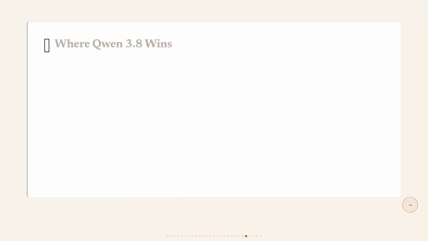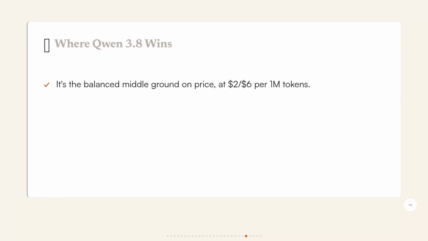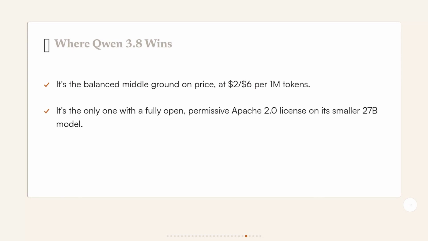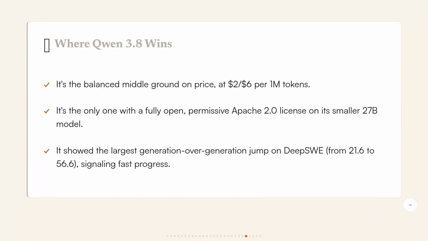Qwen 3.8 is the balanced middle option. It sits between the other two on price at 2.00 and 6.0 Yuan per million tokens. It's multimodal, and its smaller 27B model carries the most permissive fully released license, Apache 2.0. But it trails both competitors on the hardest coding benchmarks, and its speed numbers are simply unknown.